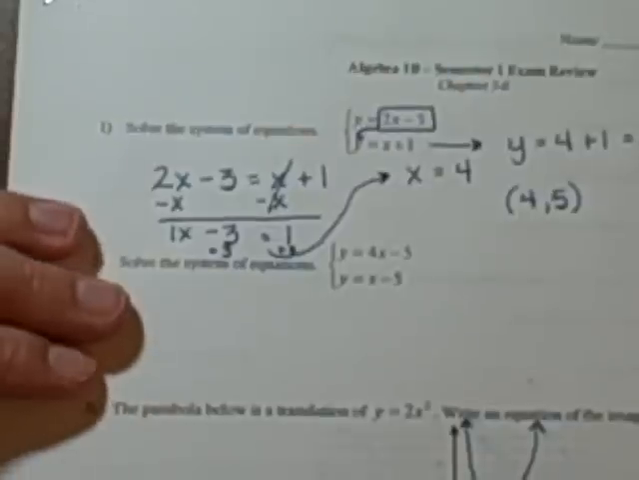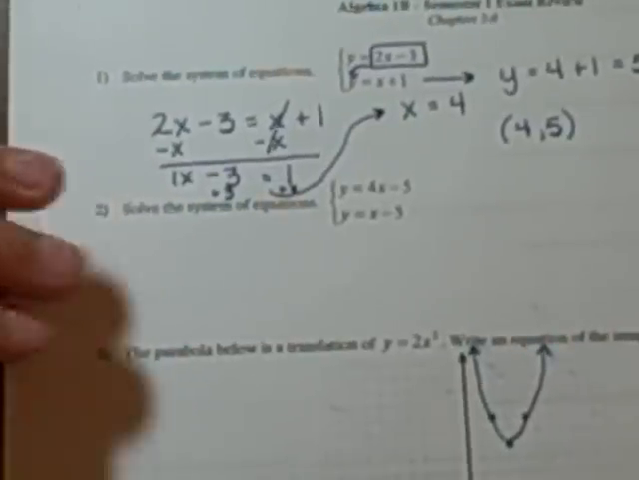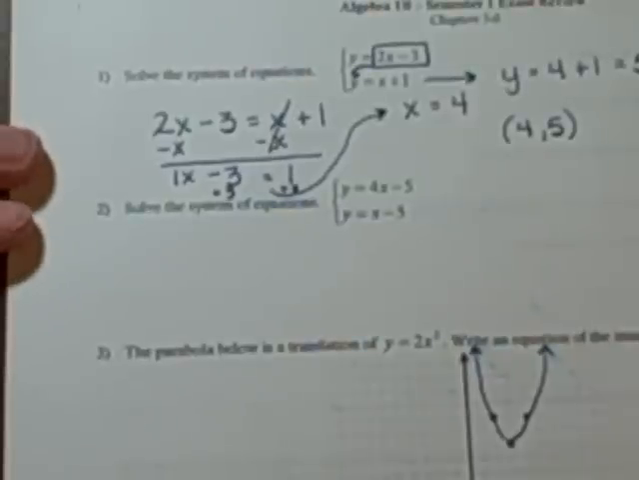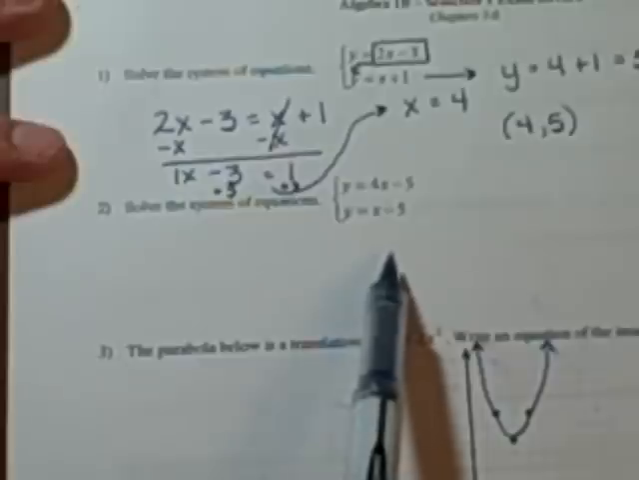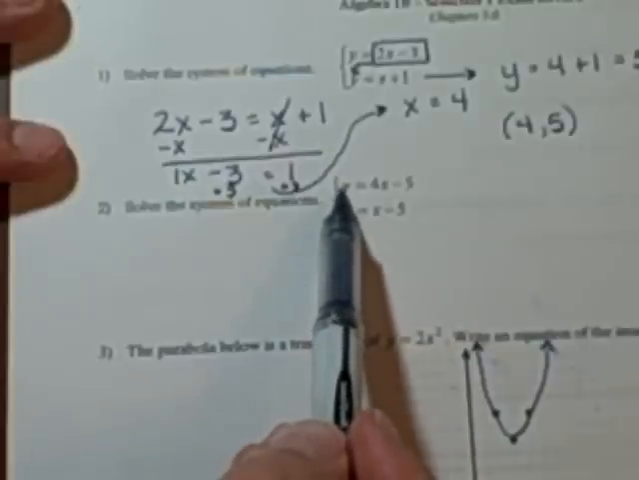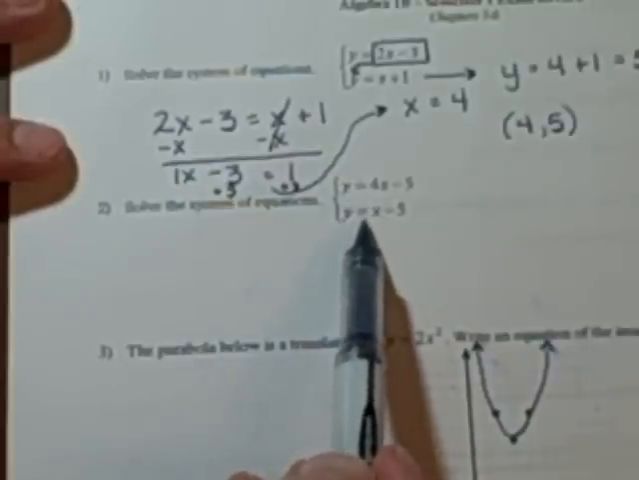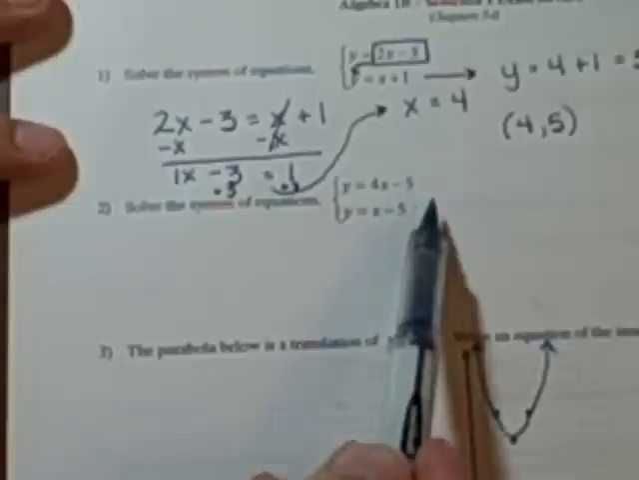Now the second problem could be solved exactly the same way. But I said that I would do the first one with substitution and the second one with elimination. So here's what elimination looks like. To start elimination off correctly, you want to make sure that your y's and your x's are all lined up. And here they are. You've got y on top of y, equal on top of equal, x on top of x, number on top of number. That's exactly what you want.